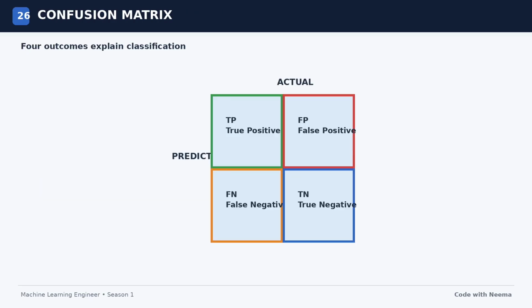For classification problems, one of the most useful tools is the confusion matrix. We have true positives, false positives, false negatives, and true negatives. These four values form the foundation for metrics like precision, recall, and F1 score. We will study these in much more detail in a dedicated video later in the series.